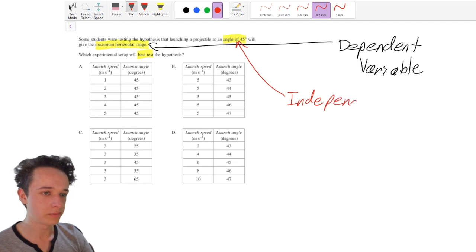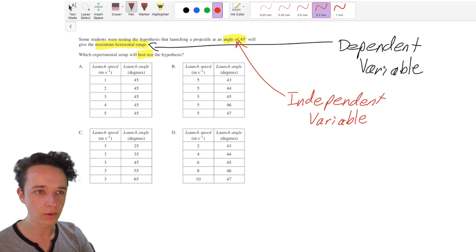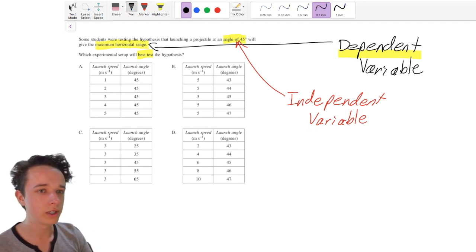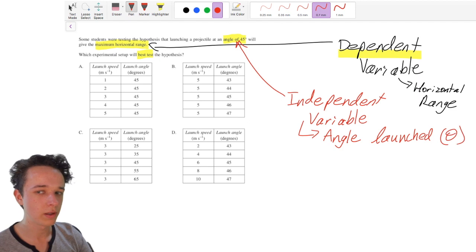So what does this mean? Well, an independent variable is something that the experimenter varies to see how it affects the dependent variable. And it's in the name, right? The dependent variable is dependent on the independent variable. So just to reiterate, the dependent variable here is the horizontal range of the projectile, and the independent variable here is the angle which it is launched at. Angle launched at, let's say, theta, right? The thing that we would usually call theta.